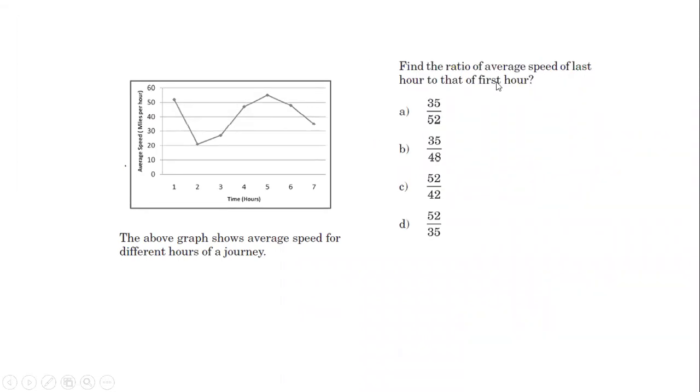Find the ratio of average speed of the last hour to that of the first hour. So I'll just look at the last hour. The average speed in the last hour is around 35. And in the first hour, the average speed is slightly more than 50. So be careful guys. For the ratio, it has to be last hour to first hour. So the last hour has to be the numerator. So 35 will be in the numerator. So it can't be C, it can't be D. It can be A and B. And when I look at the denominator, it has to be slightly more than 50. It can't be 48. It has to be A. That is 35 over 52.